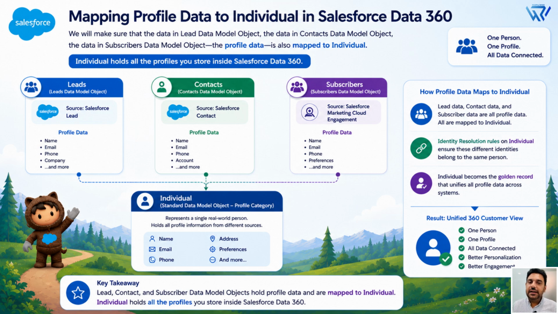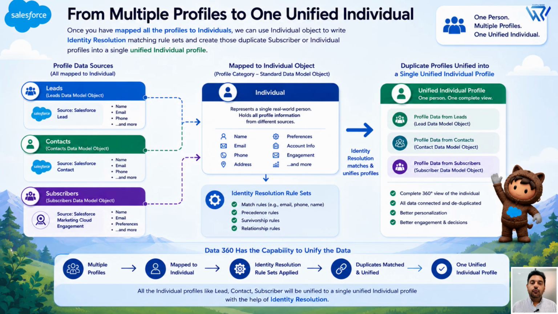data in the contacts data model object, and the data in the subscriber data model object, the profile data, is also mapped to individual. So individual holds all the profiles you store inside Salesforce Data 360. Once you have mapped all the profiles to individuals, we can use the individual object to write identity resolution matching rule sets and merge those duplicate subscriber or individual profiles into a single unified individual profile.